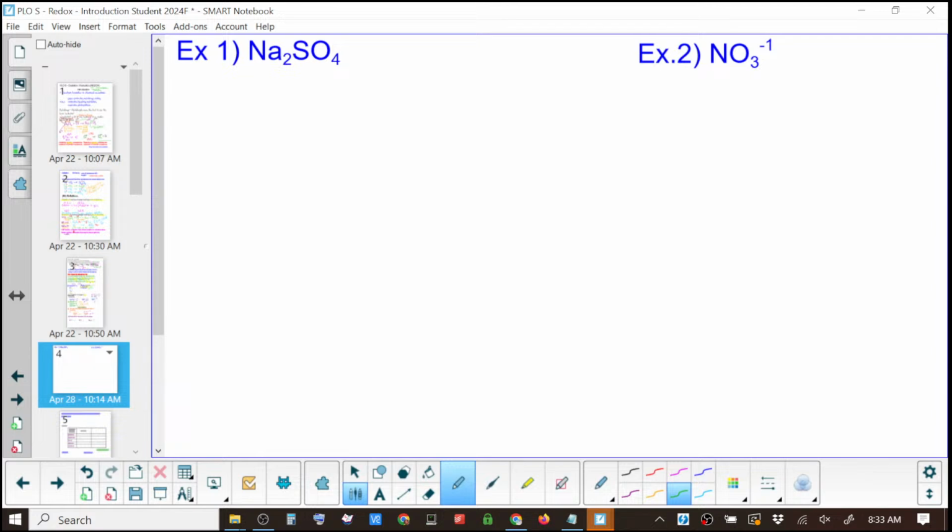Use those rules. Figure out the oxidation number. We're after the one I'm pointing to. All the other ones should be ones that you just get through the rules quite quickly. But let's write them all down to practice.